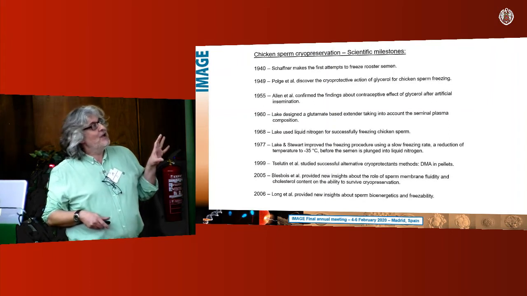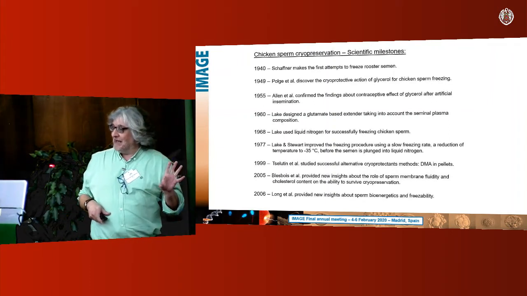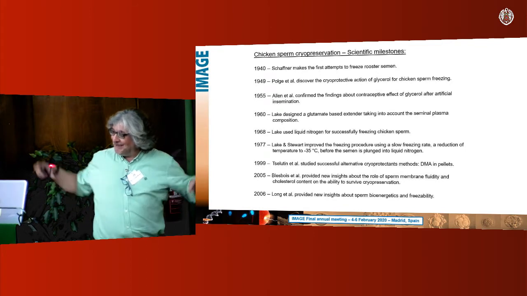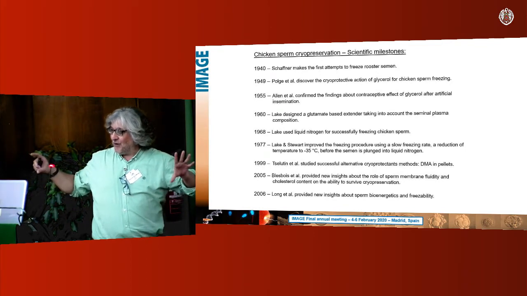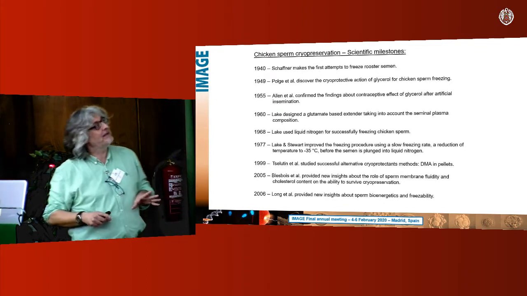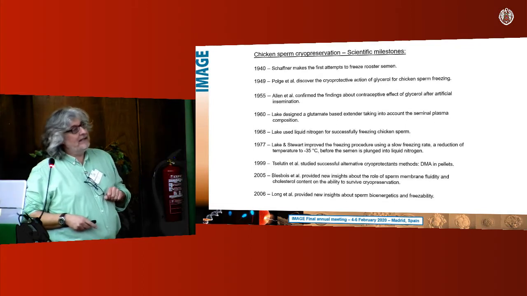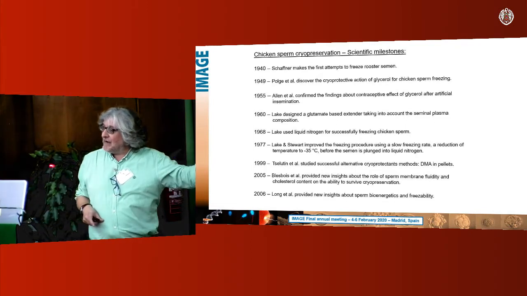Lake designed a glutamate-based extender that we currently use in the majority of rooster spermatology laboratories, based on the composition of the seminal plasma of roosters.